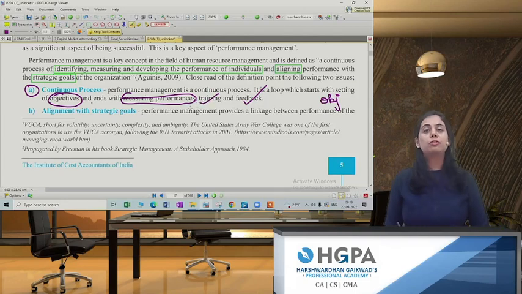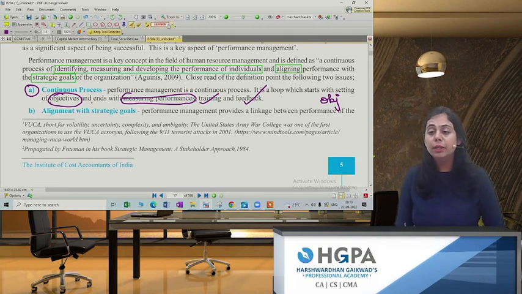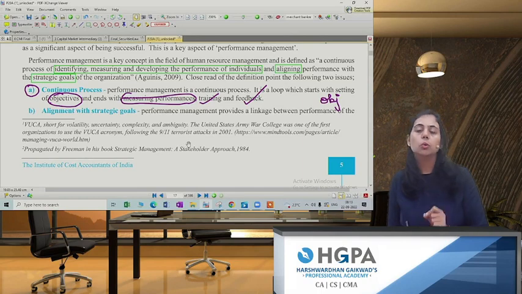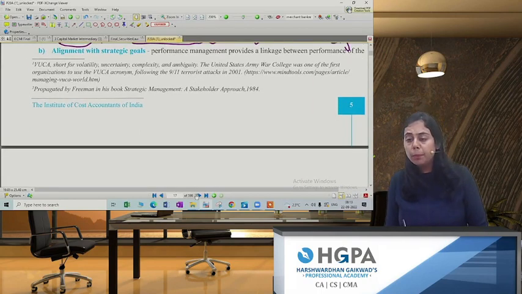And the second point, which we have already discussed, is alignment with what? It has to be aligned with the strategy. There has to be a proper linkage between what?